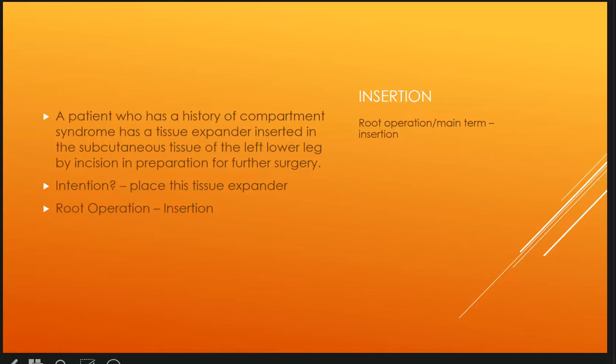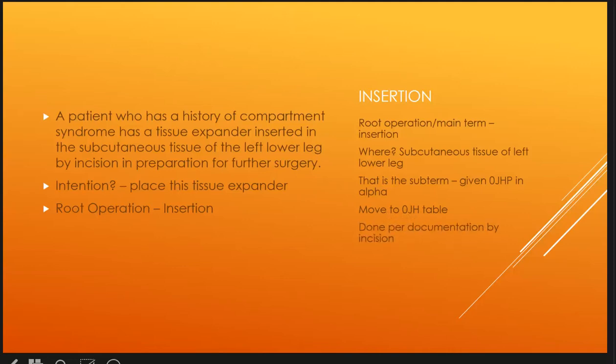You would index by the main term, which is insertion. Then you need the anatomy. Clinical information says this tissue expander was placed in the subcutaneous tissue of the patient's leg, specifically the left leg. When you index by that pathway, insertion, subcutaneous tissue, left leg, lower leg, you get 0JHP in the alpha. Then you move to the 0JH table.